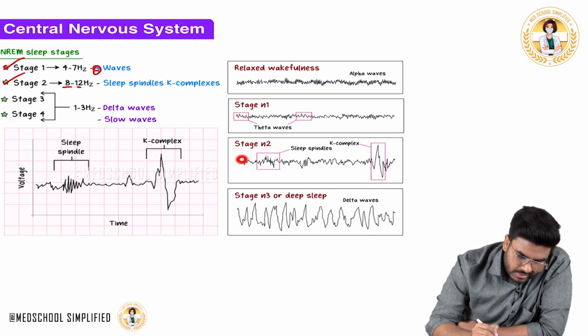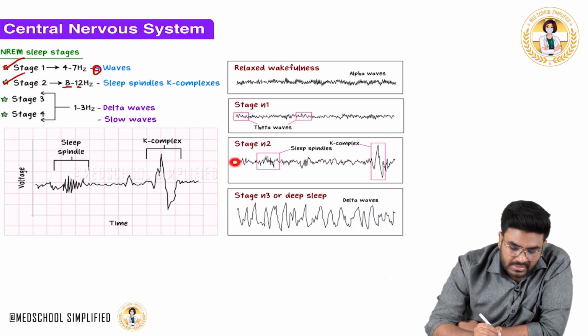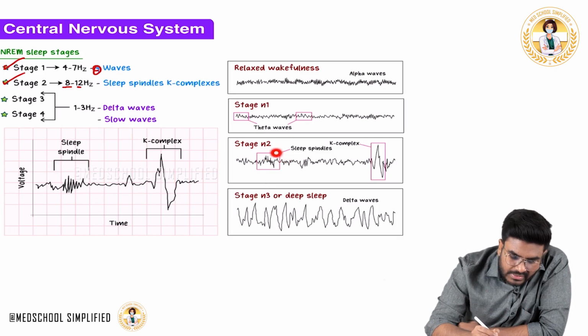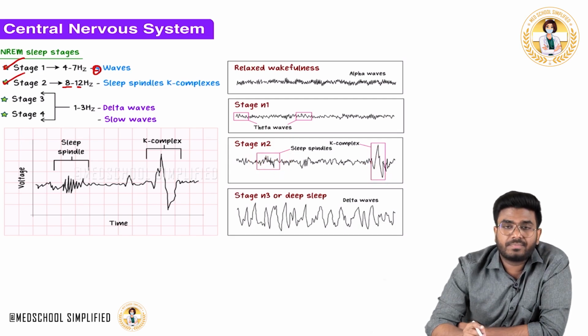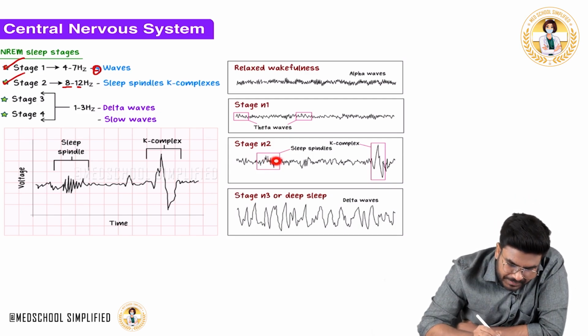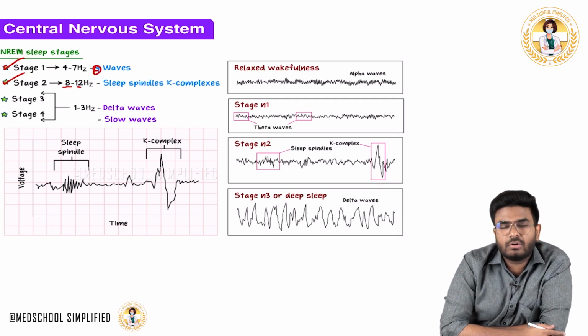Now in stage 2, the frequency is 8 to 12 hertz. But these are not alpha waves. These are some other waves. The frequency is the same, but here you can appreciate these are the sleep spindles. In stage 2 NREM, you can have sleep spindles as well as K complexes. With sleep spindles, the waves come together and merge together. Now the sleep spindles and K complexes are seen. These are not alpha waves. The frequency is 8 to 12 hertz only.